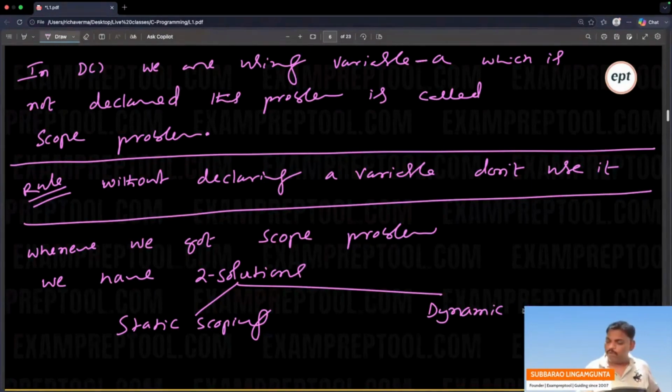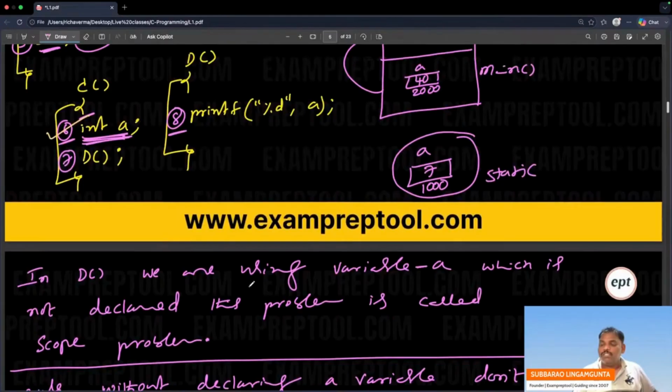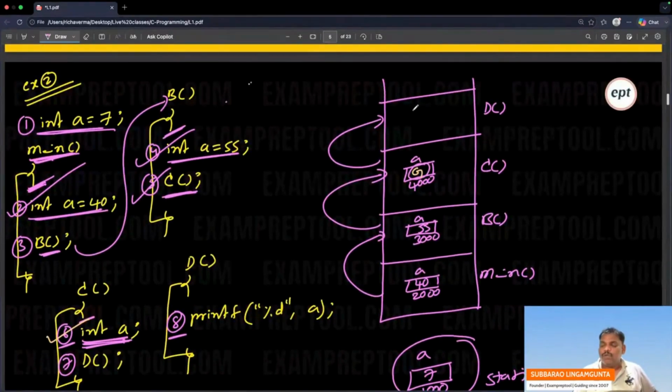What will static scoping do? Whenever you have a scope problem here, you are using A which is not available, so you are violating the rules. Without declaring a variable, how can you use it? So instead of giving an error message, one solution is the global variable, which everyone can access. Global means the D function can access, the A function can access, everyone can access.